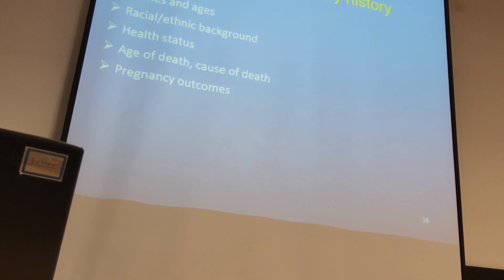We need to have family history information in at least 3 generations. Okay, not just father, mother, and children. For at least 3 generations, we need to know the name and age of each individual in the family history. We need to know about the ethnic and racial background. We need to know about the health status, which individual is affected and which is not. We need to know the age of death and cause of death, and also the pregnancy outcomes.